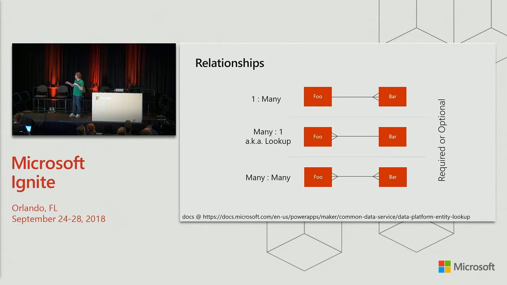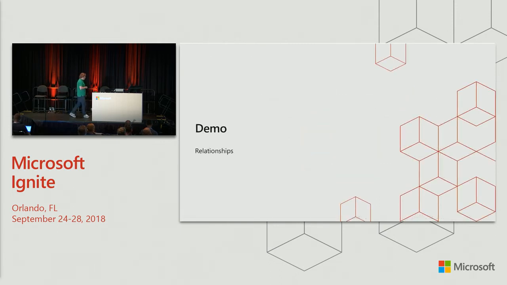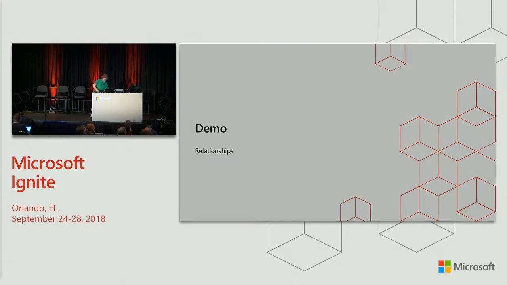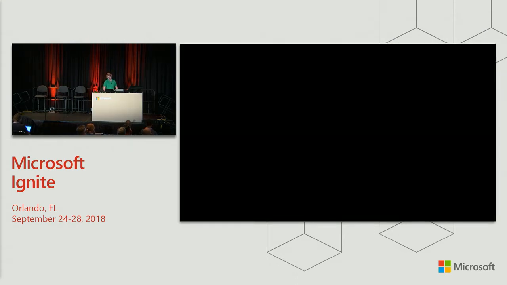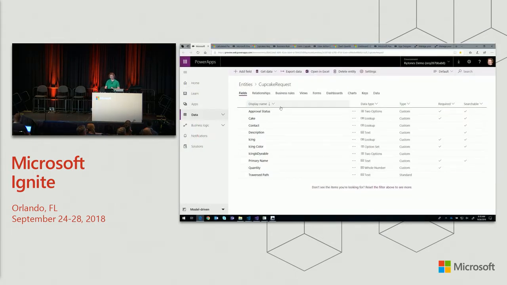Any given relationship can be either required or optional. It's up to you. And we have detailed documentation that I link to there at the bottom of the page. And so, if I were to show you what relationships look like in our application, we have three relationships.